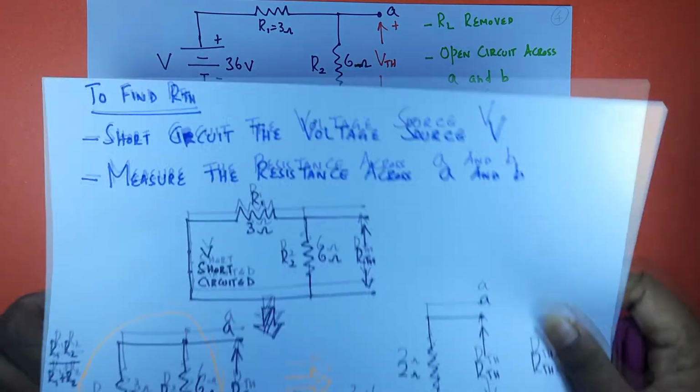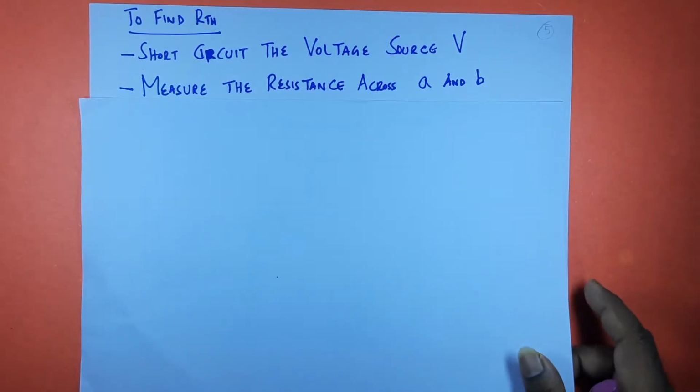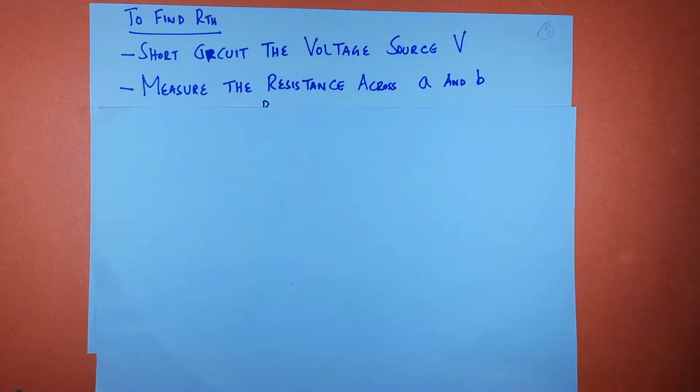Next we have to find out R Thevenin. Here what you have to do is short circuit the voltage source V. If you have any current sources in the circuit, you have to open circuit them. So voltage sources must be short circuited, current sources must be open circuited. And then you measure the resistance across the terminals A and B. That is nothing but Thevenin resistance.